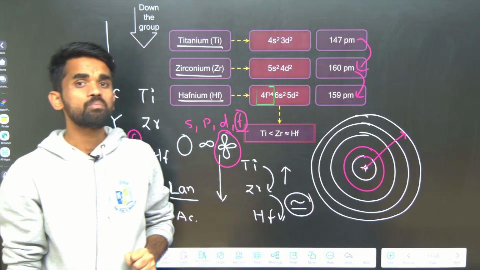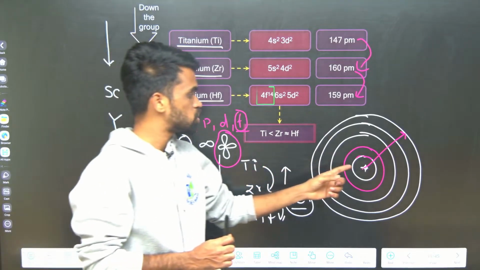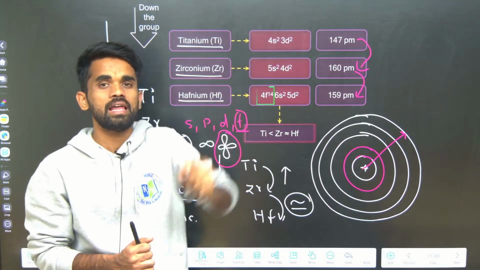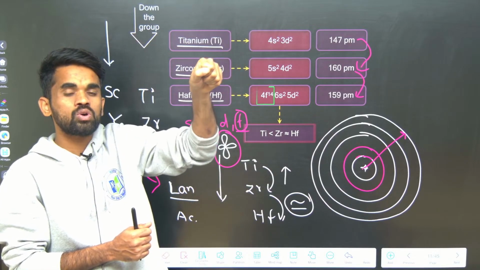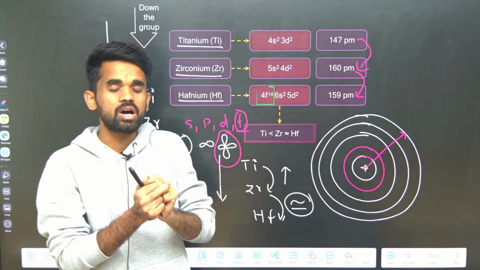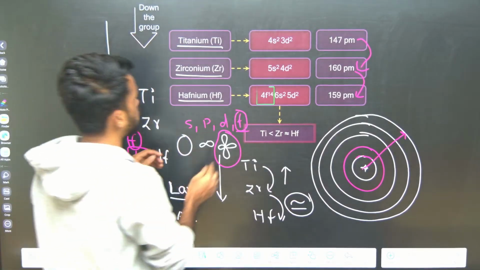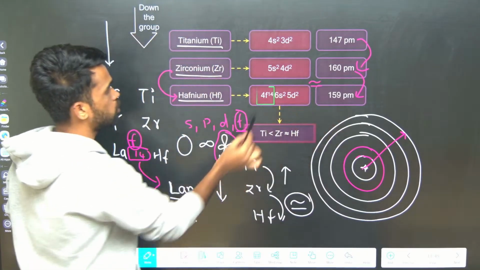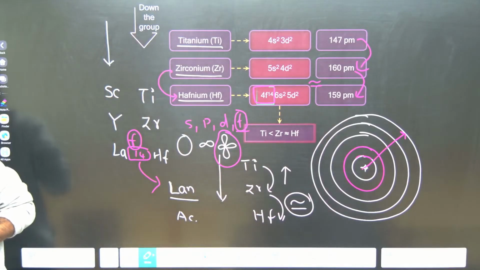So this is called poor shielding of the f orbital, or lanthanide contraction. Due to the improper shielding of the f orbital, the nuclear force acts up to the nth level electrons and drags them closer towards the nucleus. That results in a decrease in size. This concept is called lanthanide contraction. Due to lanthanide contraction only, from zirconium to hafnium the sizes are almost equal, due to the involvement of 4f electrons. This is the concept involved here.